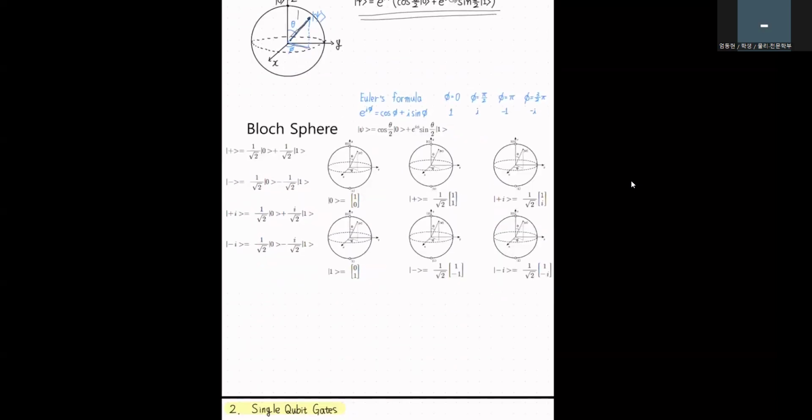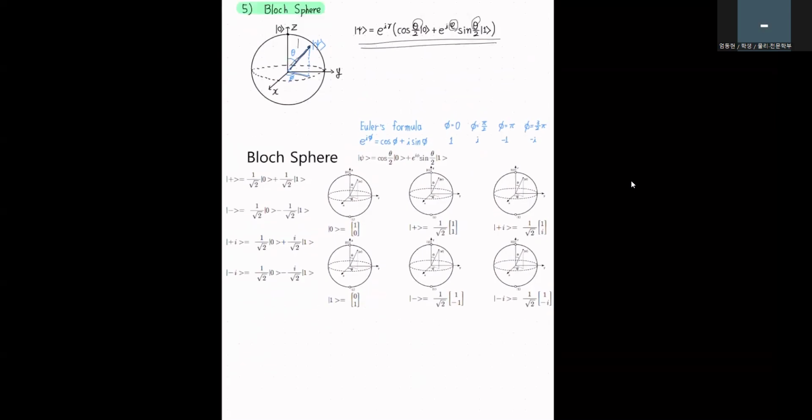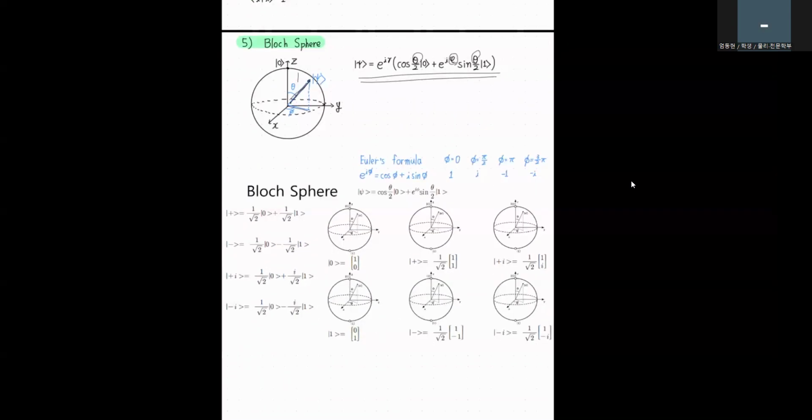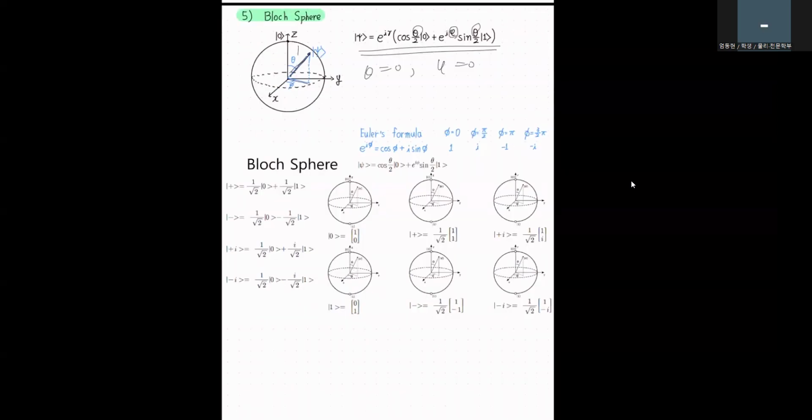Here are a few examples of common states represented on the Bloch sphere. The first, the zero state of the z basis, would of course be just along the z-axis, since theta is 0 and phi is also 0 for this state, if you plug these in there.